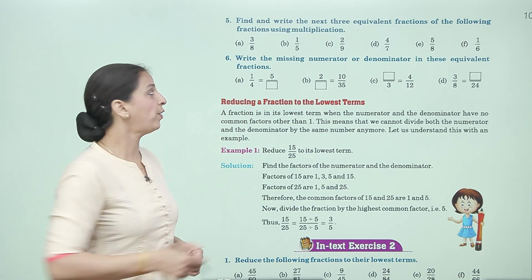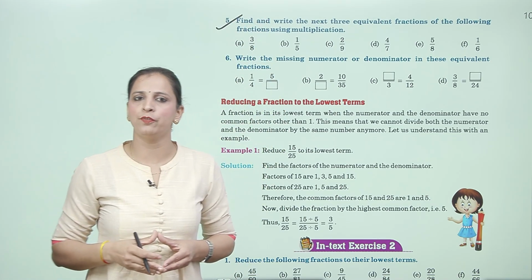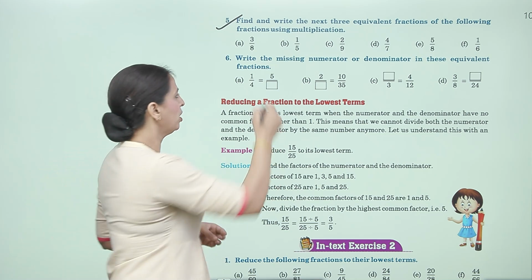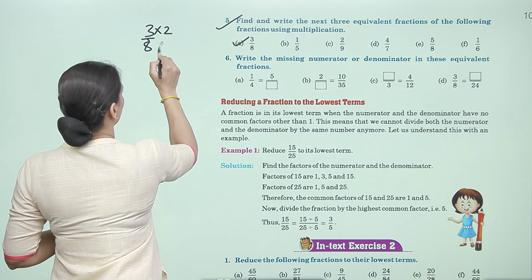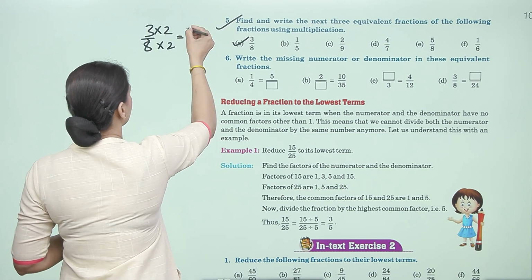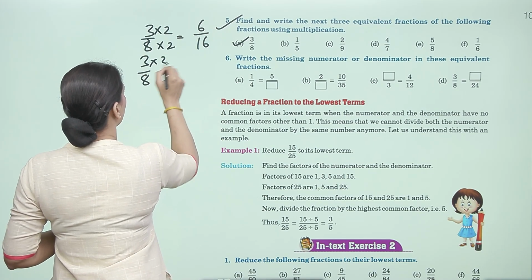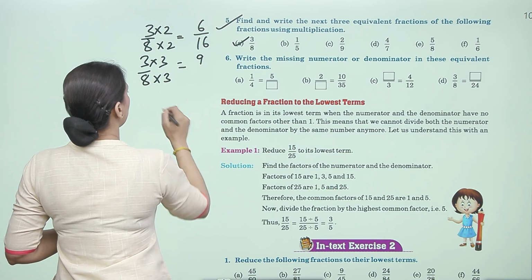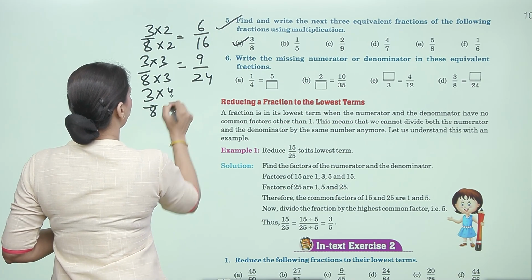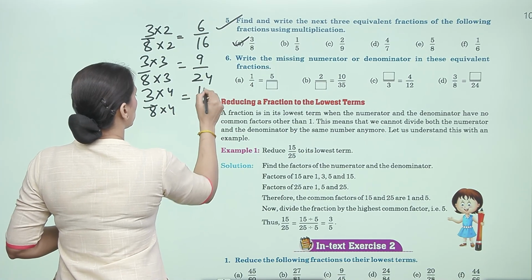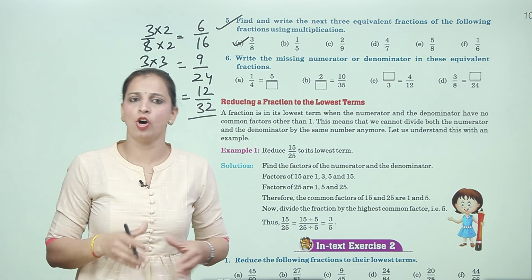Now next question number 5. Find and write the next 3 equivalent fractions of the following fractions using multiplication. Now A part 3 by 8. 3 by 8 multiply by 2. Both are multiplied by 2, that is equal to 6 by 16. 3 by 8 multiply by 3. 3 3s are 9, 8 3s are 24. 3 by 8 multiply by 4. 3 4s are 12 and 8 4s are 32. These are the equivalent fractions of 3 by 8.